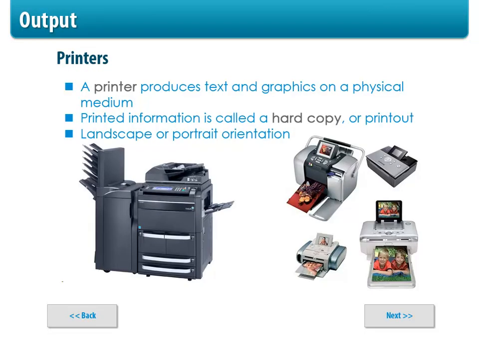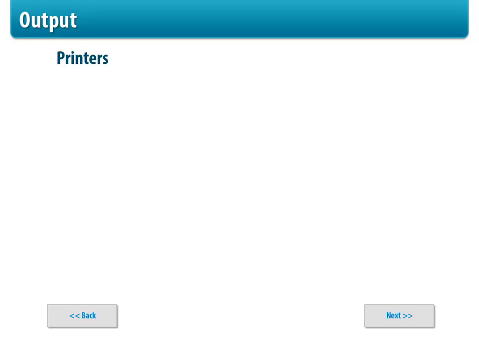Your printer, as we switch gears from our displays into printers, are also output devices. They actually produce text and graphics onto what we call a hard copy or a printout. They can print it out in both landscape and portrait orientations onto a piece of paper.